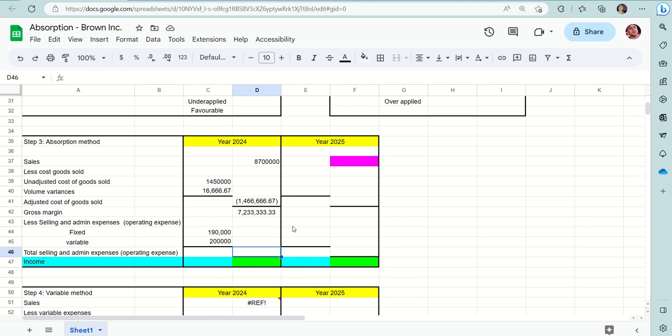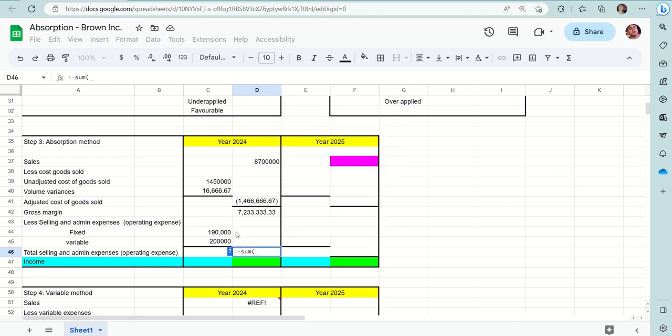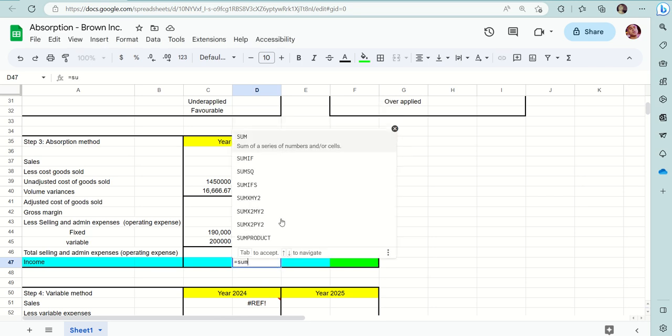Okay, now we're going to sum this up over here. We're going to reverse the polarity. Sum this fixed cost. That would give us 390,000. We simply subtract the total operating costs, also known as selling and admin expense, $7,233,333.33. So you're going to sum this up.